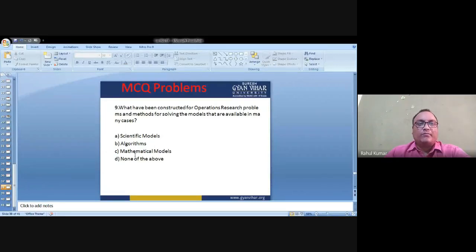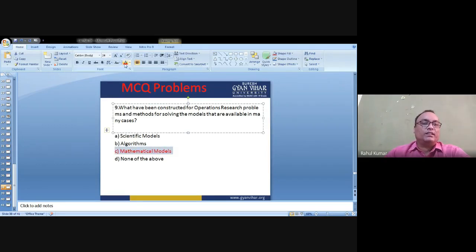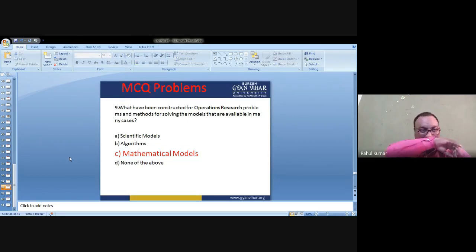This is question number 9. What has been constructed for operation research problems, and methods for solving the models that are available in many cases? The options are scientific model, algorithms, mathematical model, and none of the above. And what will be the correct answer? The answer is C, mathematical model.